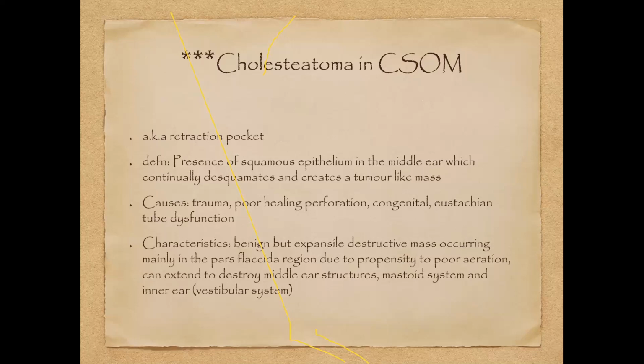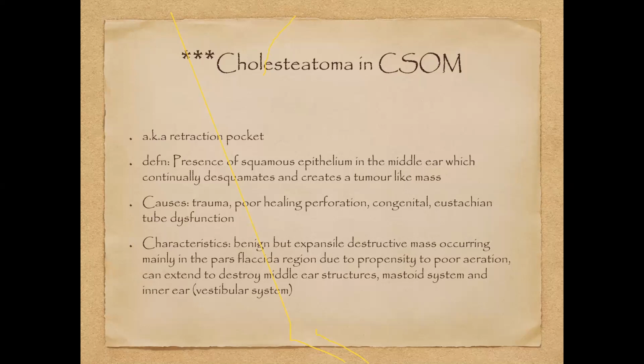Usually caused by trauma. If a patient has an accident and the tympanic membrane pars flaccida gets retracted, we have poor healing perforation. So the perforation heals, but it inverts the squamous epithelium. So it all starts with the squamous epithelium being inverted into the middle ear where you have respiratory epithelium. Then it can be congenital. So cholesteatoma can be acquired or congenital. Congenital, the child is born with this mass, or Eustachian tube dysfunction. As we saw, poor aeration.